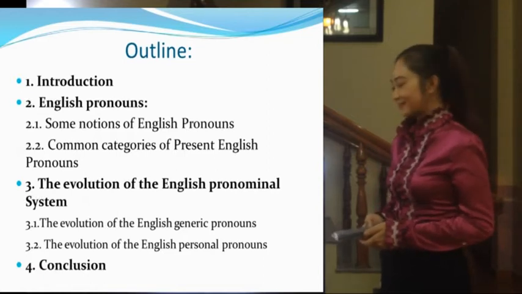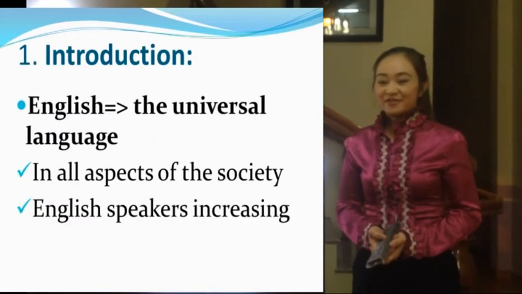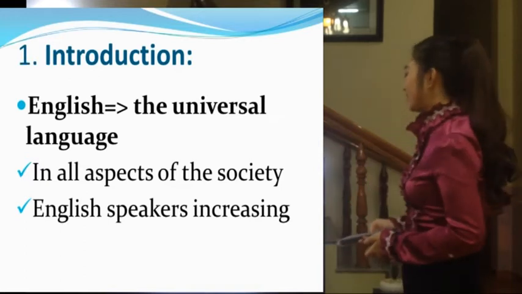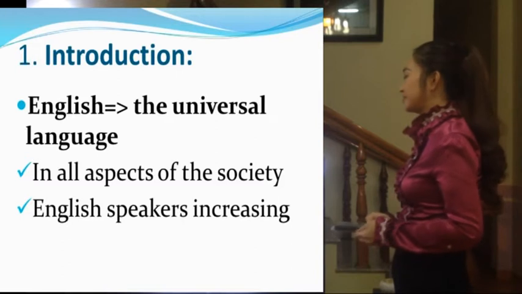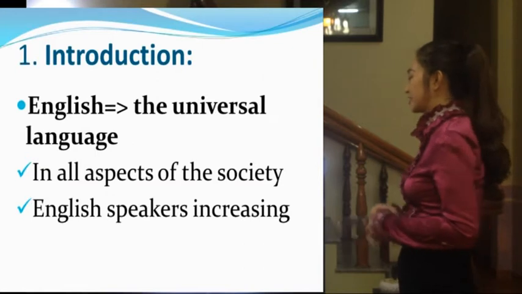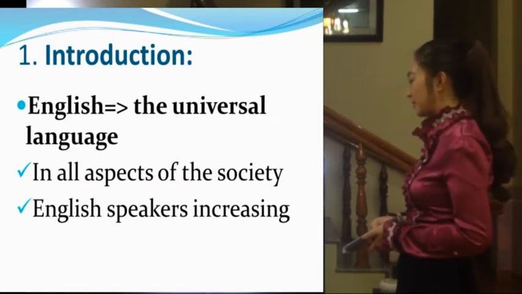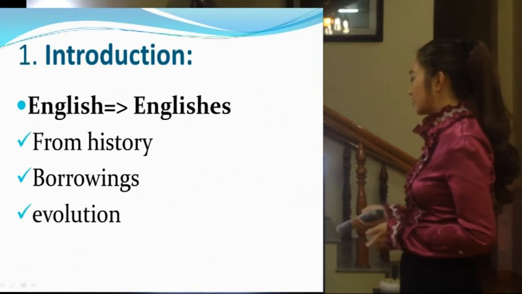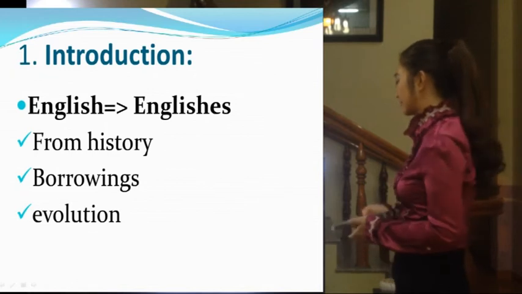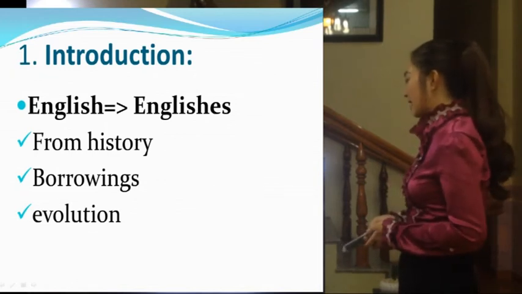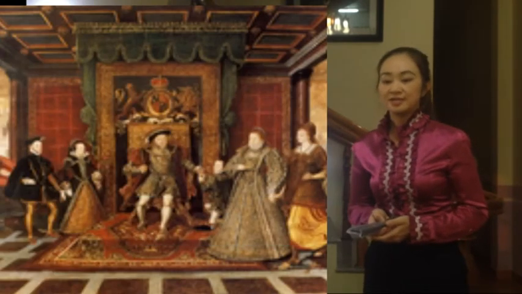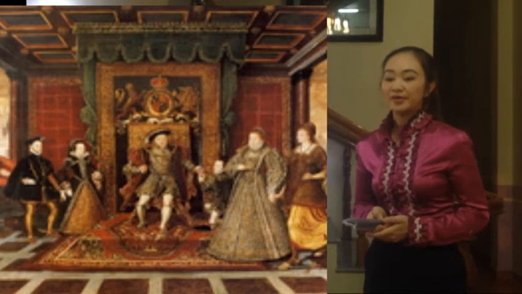Now, let's start. Firstly, I'll give you an overview of the topic in the introduction part. Nowadays, English has become the universal language, which is prominent in all aspects of society, such as economic, scientific, and political circles. The English language is varied throughout the world, from historical circumstances, borrowings, and evolution. A standard system of pronouns had not been wholly constructed until the end of the early modern English stage.